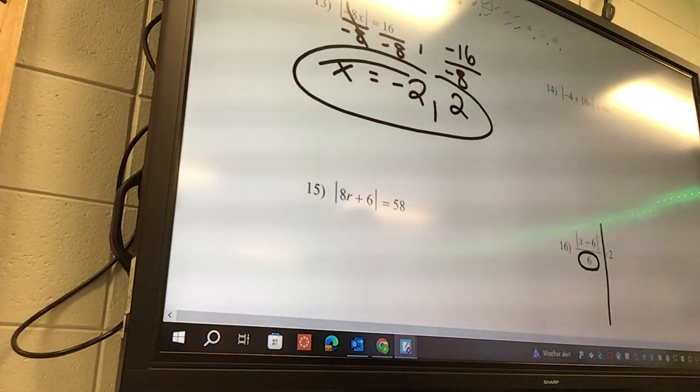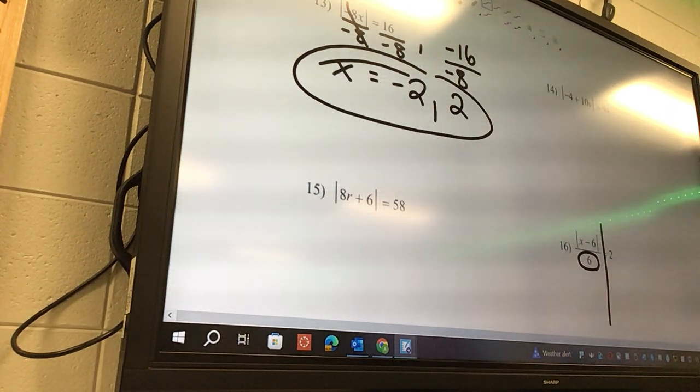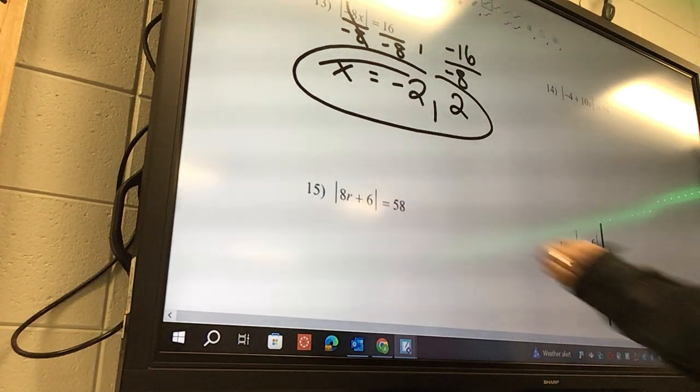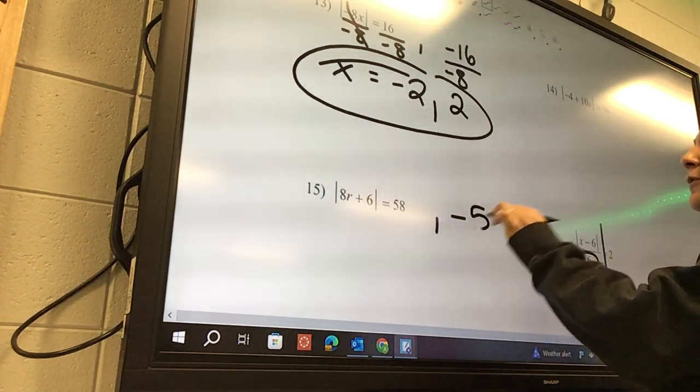Okay, are we always going to get the same answer every time? Like a 2 and a negative 2? No, you can get different stuff, so don't think that. Okay, 15, is there anything on the outside of the bars? No. So we can go ahead and say comma and make it a negative 58.